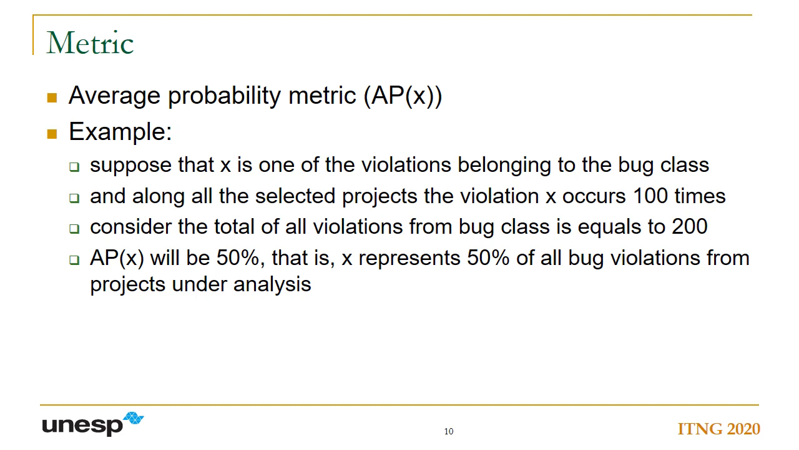For example, suppose that X is one of the violations belonging to the bug class, for instance, resource should be closed. Along all the selected projects, the violation X occurs 100 times, and the total of violations from the bug class is equal to 200. So the probability is 50%, representing that 50% of all bug violations are the X violation. In my example, it could be resource should be closed.